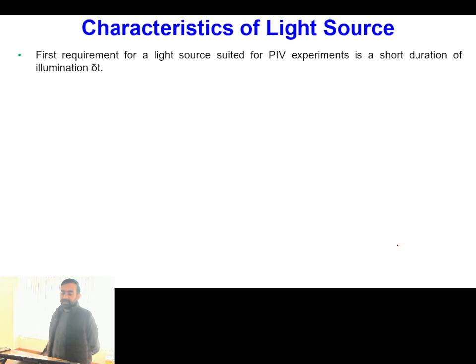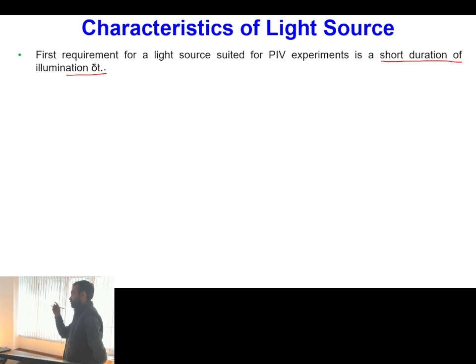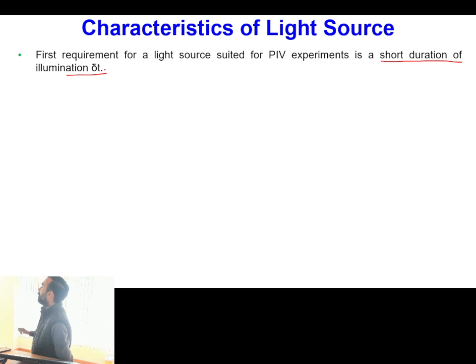Now, what should be the characteristics of the light source? So, the first requirement of the light source is that it should have a short duration of illumination. Okay, so it should be able to give you pulsed light, because if it is not giving pulsed light, it is giving continuous light, then ultimately, as I told you, instead of getting the point particle locations in our final frame, we will actually be getting streaks of the particle movement.